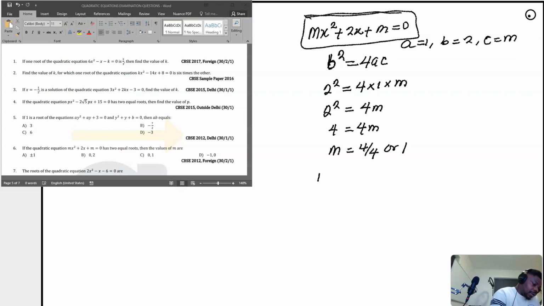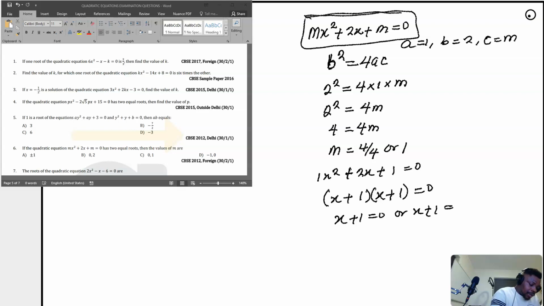That is 1. x squared plus 2x plus 1 is equal to 0. So we can try to factorize this. This is x, this is 1, x, this is 1, plus, plus. So x plus 1 is equal to 0, or x plus 1 is equal to 0. So x will be minus 1 twice.